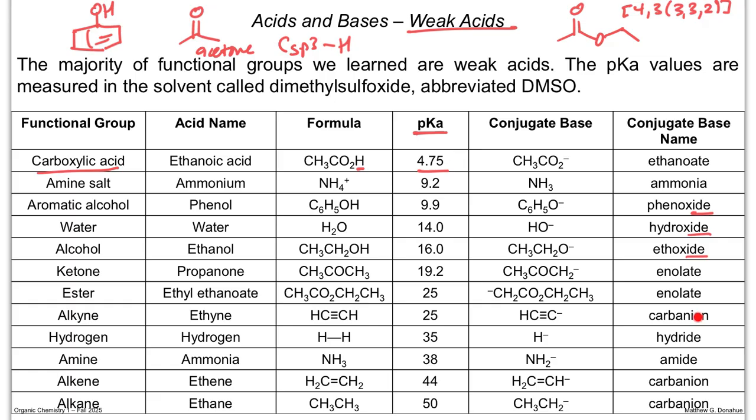So notice the difference now. The prior 2 are called enolates. This one's just called a carbanion. And that's related to the functional group that's being deprotonated.